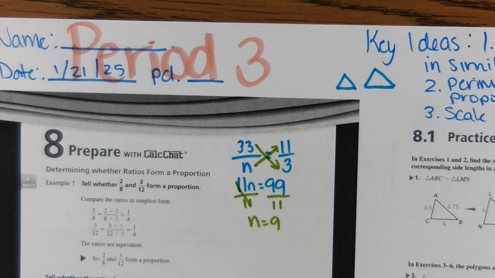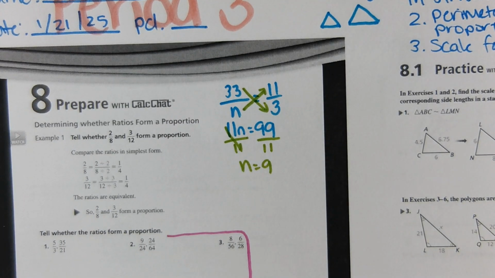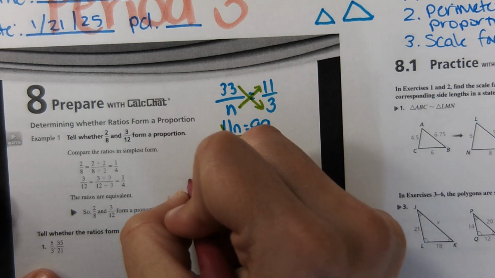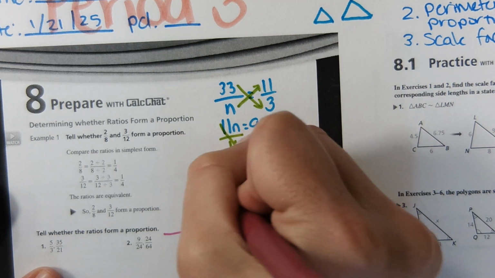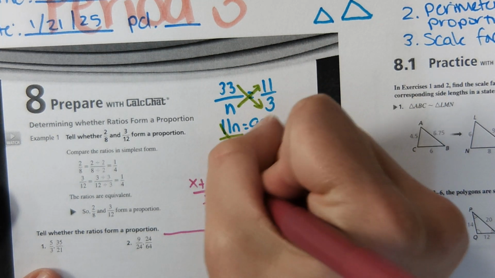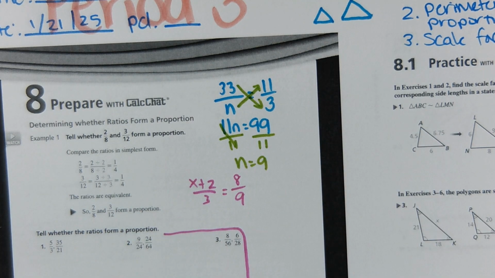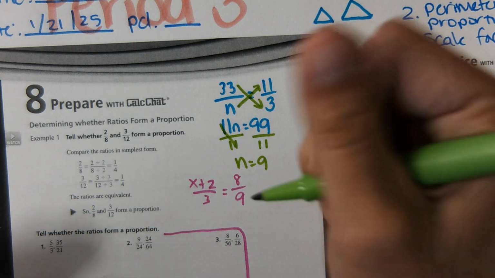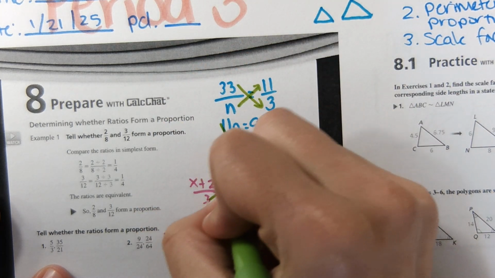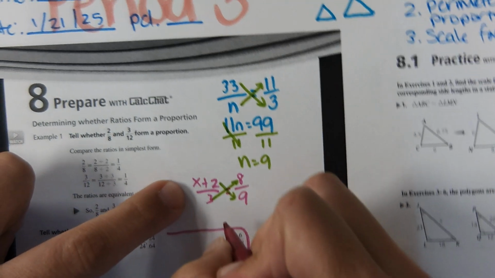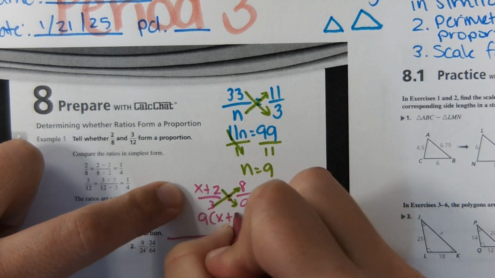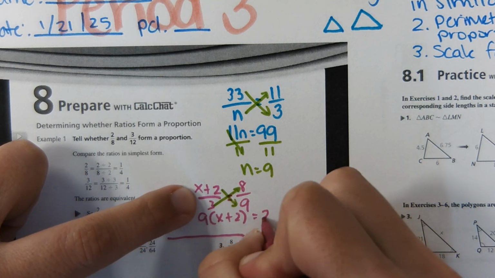Okay, so I'm going to do one a little bit harder just so we're all on the same page. The next one is x plus 2 over 3 equals 8 over 9. Then from here, you would cross multiply just like we did before. What people get stuck on is the 9 times x plus 2, and the way you would set that up is 9 times x plus 2, and 3 times 8 is 24.